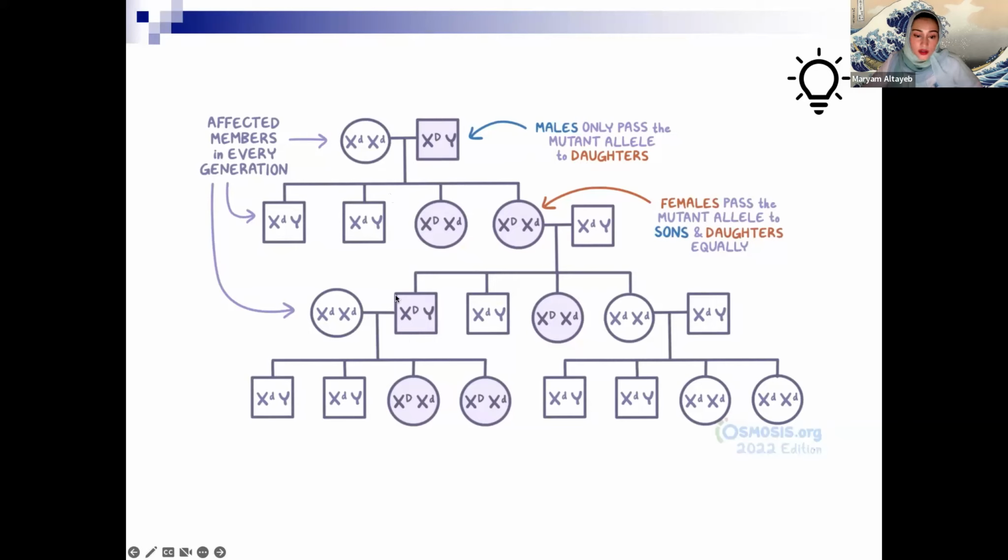Even here, you can see here there's a male. The dad will only pass it on to his daughters. He cannot pass it on to his sons. Why? Because they're going to give them the Y chromosome, not the mutated X chromosome. Okay, so all daughters are always affected. Okay, and the mother can pass it on to her daughters as well, or her sons. Okay, so this is X-linked dominant.